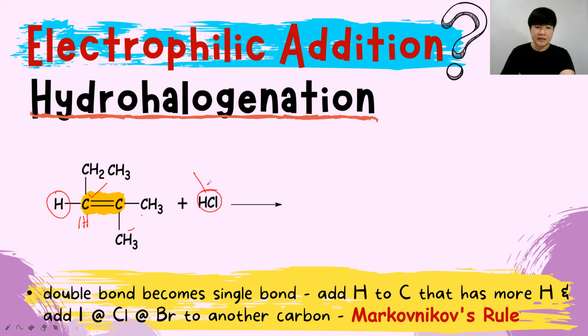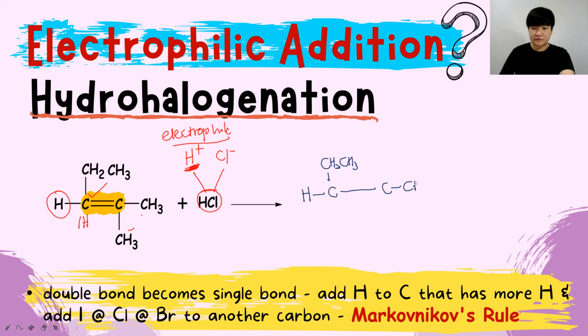So, when you're adding in your HCl, you have your H plus and your Cl minus. So, your H plus is your electrophile. So, your electrophile must be added to the carbon that contains more hydrogen. So, let's look at the product. Before anything, you copy back the whole thing first. You copy the entire structure. Double bond becomes single bond. The rest of the thing remains the same.